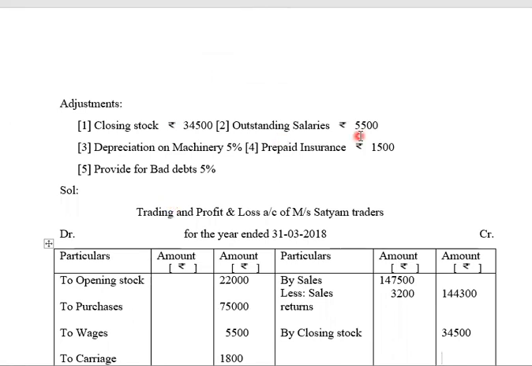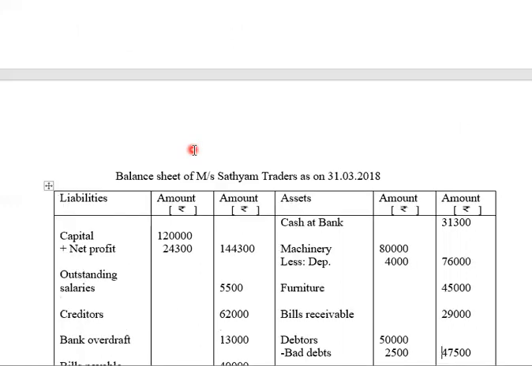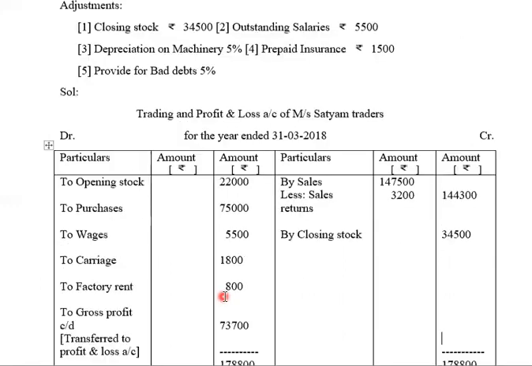Outstanding salaries means, salary of 5,500 is still left to be paid. So we have paid a salary of 23,000. Still we need to pay salary of 5,500. So it will be shown as to salaries 23,000 add outstanding salaries 5,500 rupees. 23 plus 5, 28,000 plus 500, it is 28,500. So we have a liability of 5,500 as we owe salaries to employees worth rupees 5,500. So it is a liability. Again, it will be shown on liability side as outstanding salaries 5,500 rupees.